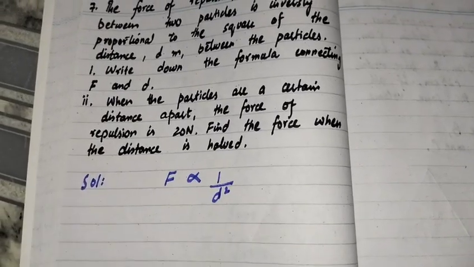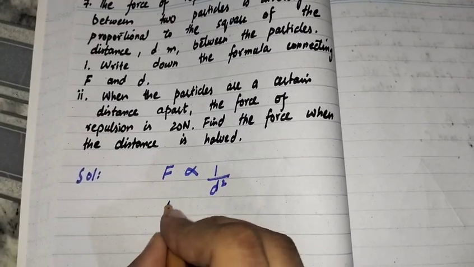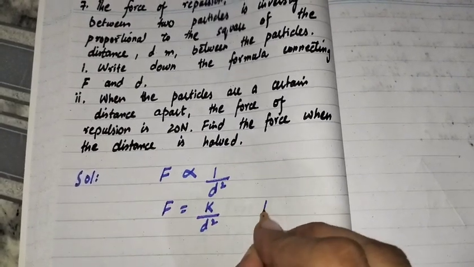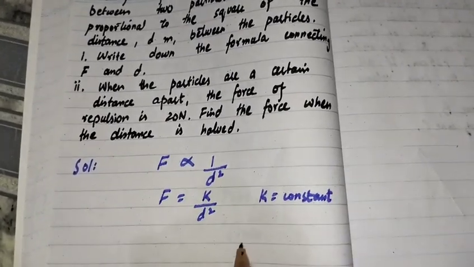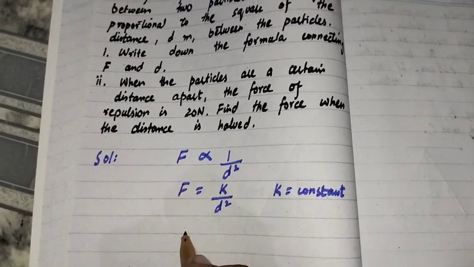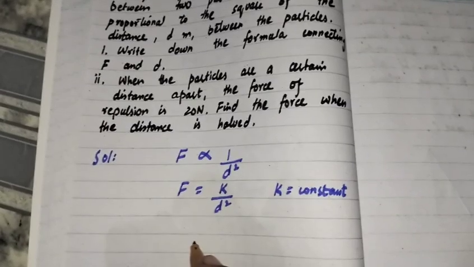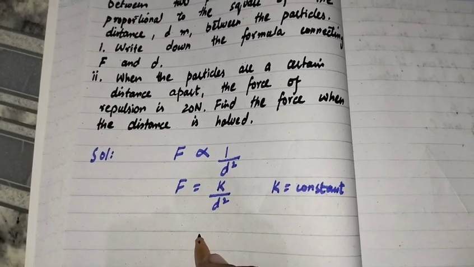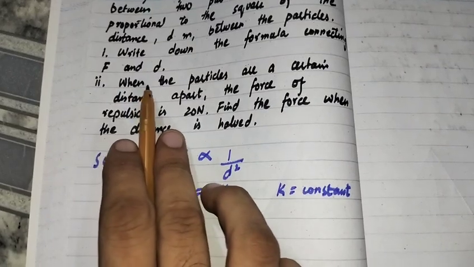So now converting the proportionality sign into equality by multiplying with a constant, and the constant is k here. So F is equal to k upon d square. Now write down the formula connecting F and d. We have to write the formula which will connect F and d. To find the formula, first we will find the value of k.